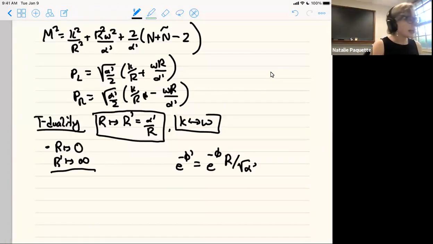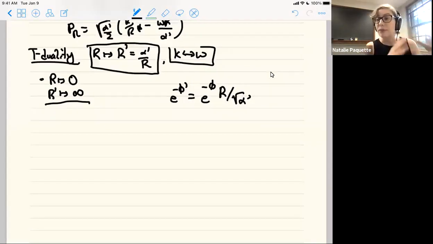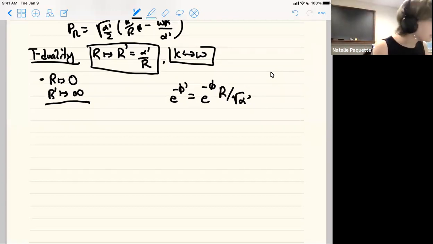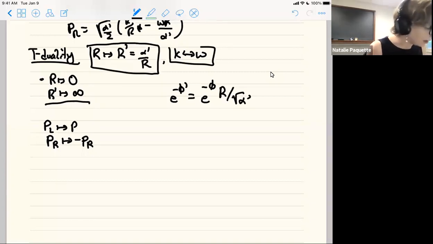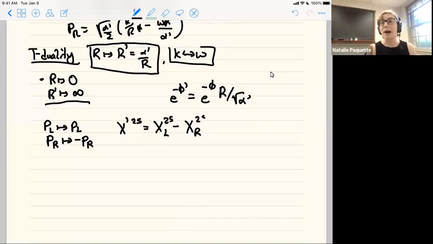And I want to emphasize that even though I phrased it as a symmetry of my mass shell formula, it's more than that. It is an exact symmetry of the string theory because you can show it actually just comes from a symmetry on the world sheet that takes PR, the right moving momentum, to minus itself while fixing PL, which, if you like, comes from alternately considering the left and right moving splitting of X with a minus sign instead.